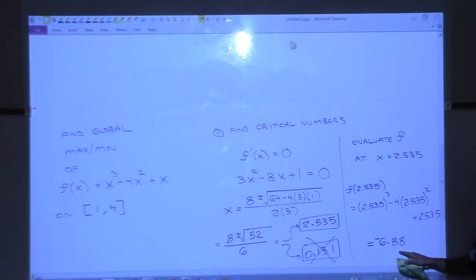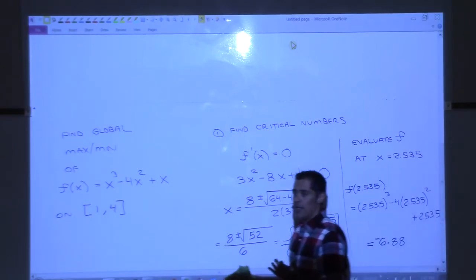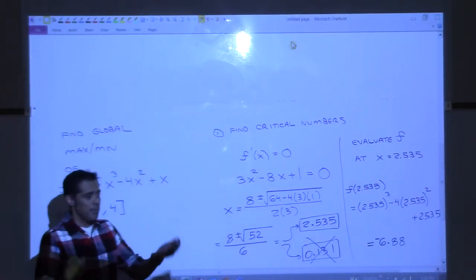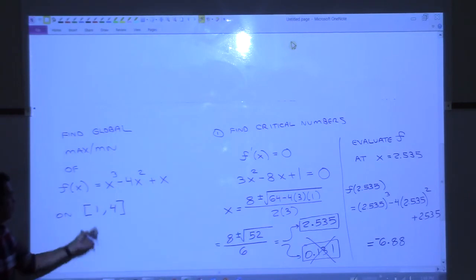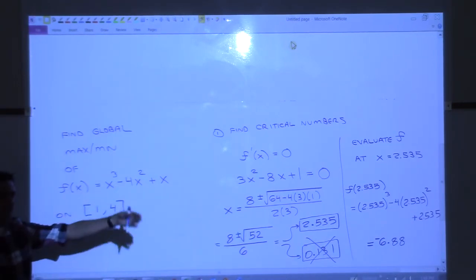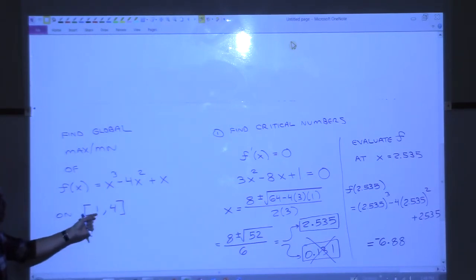We don't have any idea right now if this is the highest or lowest point on the graph. We know that it could be, right? Could be a highest, could be a lowest. The only other points that could potentially be where we have a global max or min would be at the endpoints. It's either going to happen at a critical number or it's going to happen at the endpoints. So now what we do for step 2 is just take these two endpoints and plug them into the function.